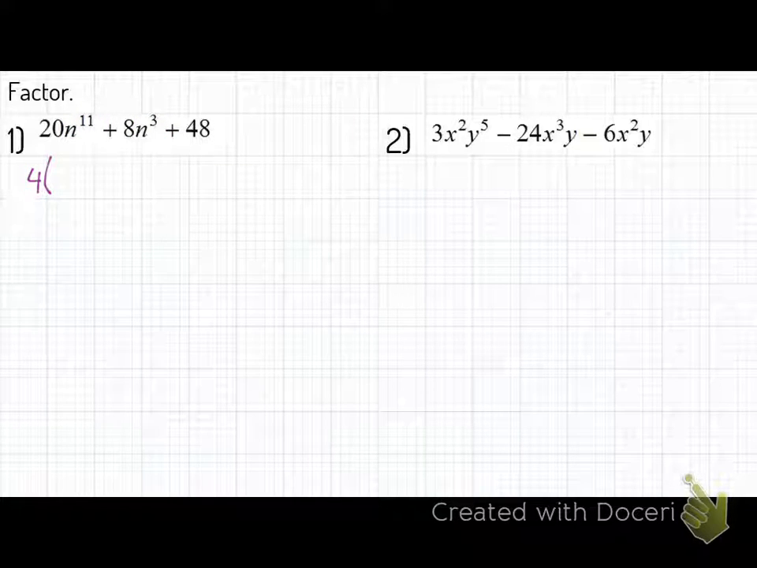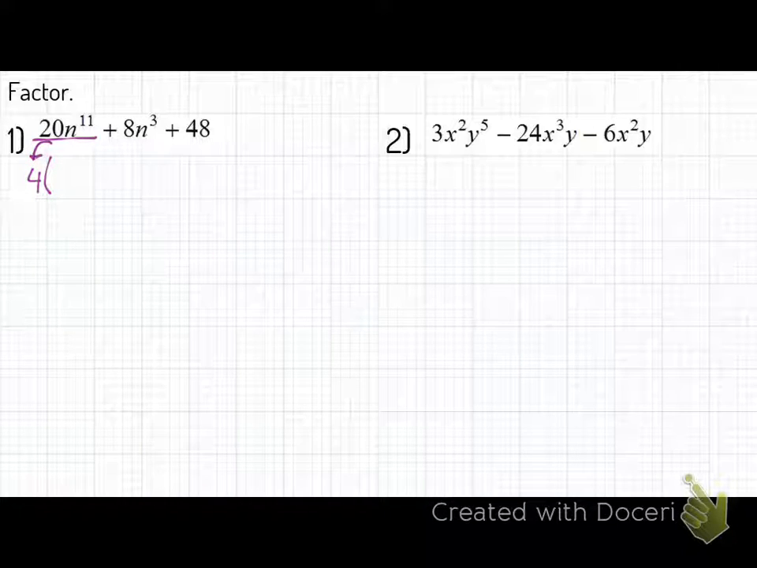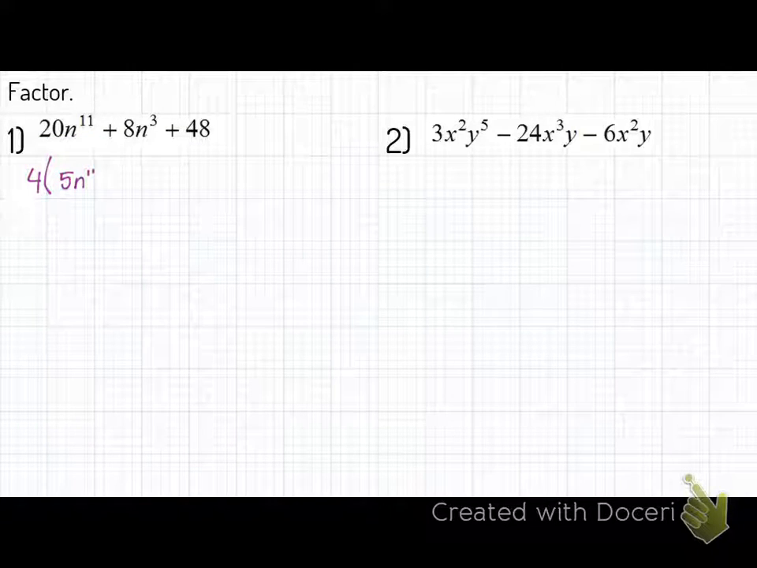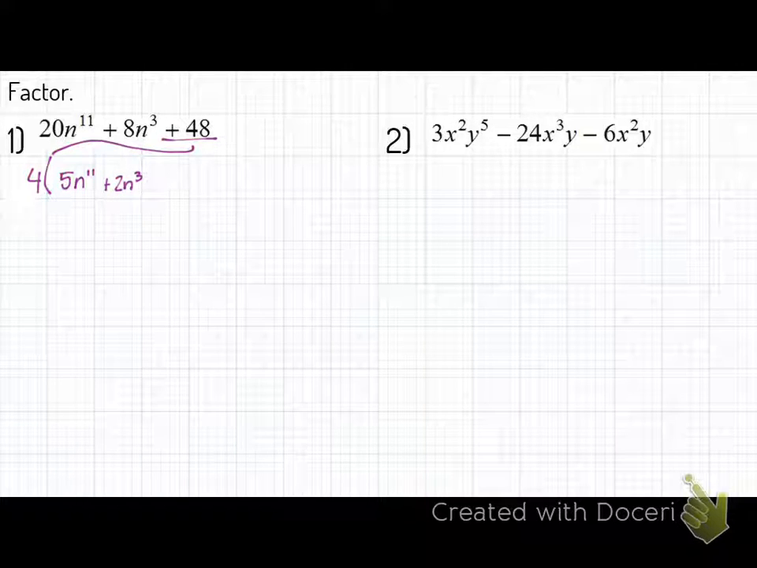So I'm going to write this, and then I'm going to divide. What's 20n to the 11th divided by 4? Well, it's 5n to the 11th. Then my next term, what's 8n to the 3rd divided by 4? Good, positive 2n to the 3rd. And I want to answer my questions with a positive or negative. Then the last one, what's 48 divided by 4? Positive 12. Okay, and that's number 1.